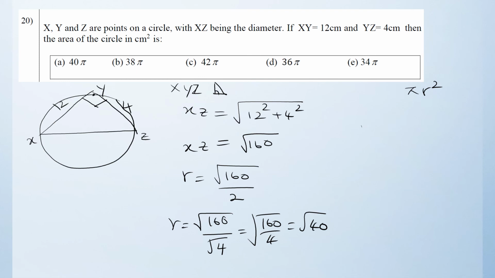Then to find the area, that is πr squared, r into r, square root of 40 squared, that is equals to 40π. Then we have A only.